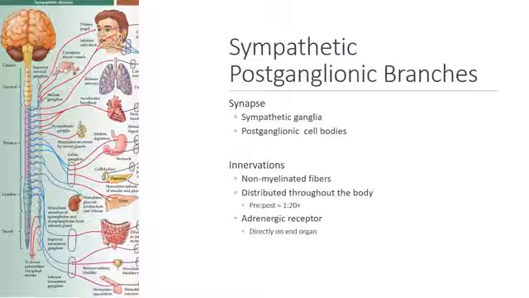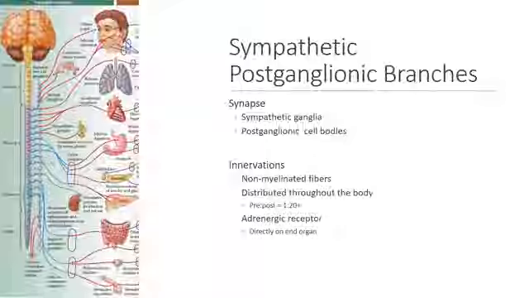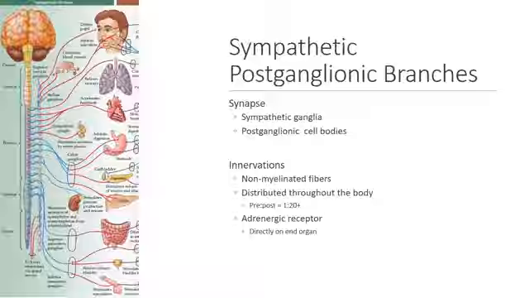Now those postganglionic fibers tend to be much longer, because they have to run from the lateral spinal cord at the sympathetic ganglia all the way to the end organ that they actually innervate. They're going to synapse directly at that point on the end organ, and the receptors involved at that point are adrenergic receptors.